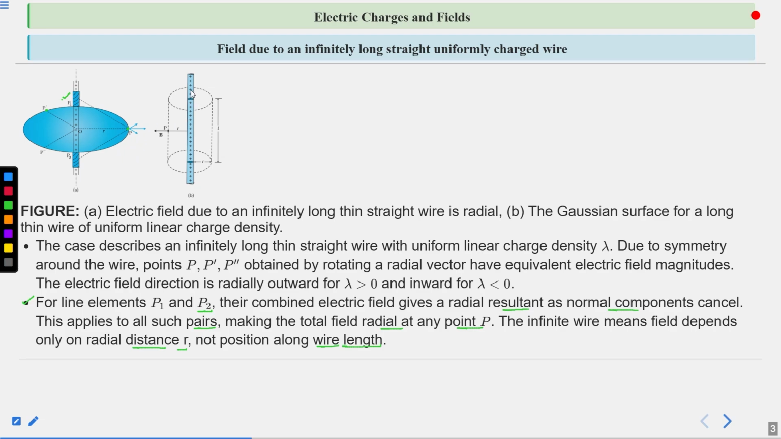So here we consider this infinitely long wire, and we consider a small length element, this one. Due to this small length element, we will find the electric field at point P. The distance between the wire and point P is R. Clear? Now, as we know, when we move this point P along to P prime, P double prime, the electric field is the same. So it means it depends on the radial part.